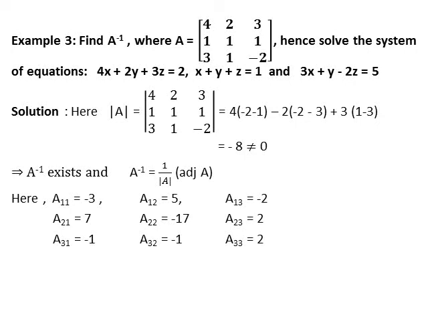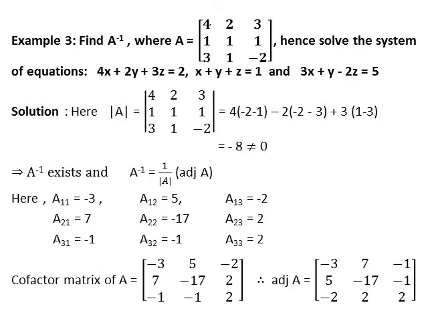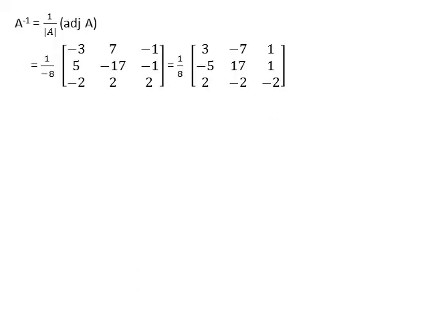Then write cofactor matrix of A. After that, by taking transpose of cofactor matrix of A, we get adjoint of matrix A in which elements of R1 are minus 3, 7 and minus 1. Elements of R2 are 5, minus 17 and minus 1. And elements of R3 are minus 2, 2 and 2. Now, write A inverse equals to 1 upon determinant of A multiplied by adjoint A. Put the value of determinant of A, that is minus 8, and in place of adjoint A, write the matrix already obtained.